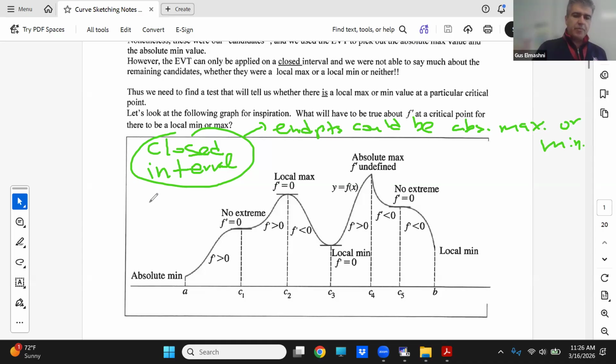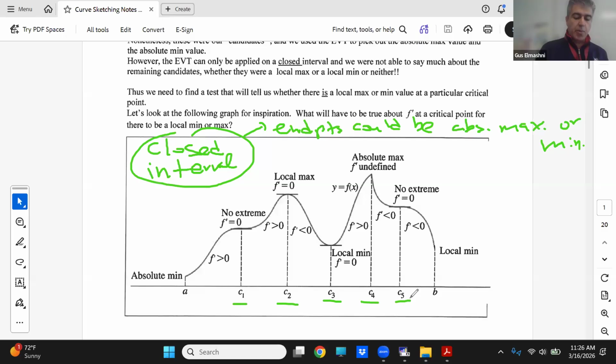What's the highest possible point here? C4. It's just the highest peak, right? Cool. Now, let's look at all the other places, my critical points. Why do you think I'm using the letter C here? C is short for critical point. So critical point 1, 2, 3, 4, 5. There are 5 critical points in between A and B.